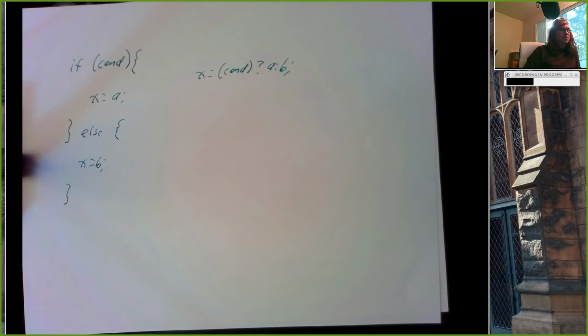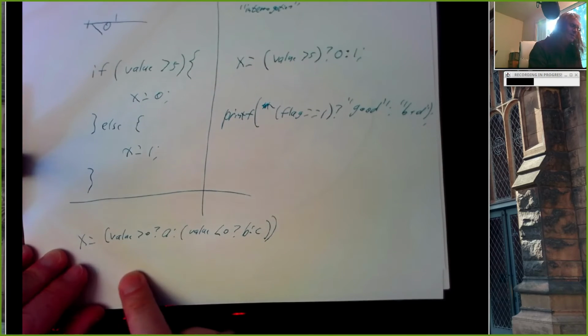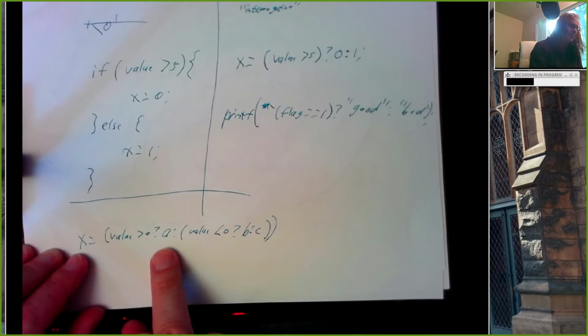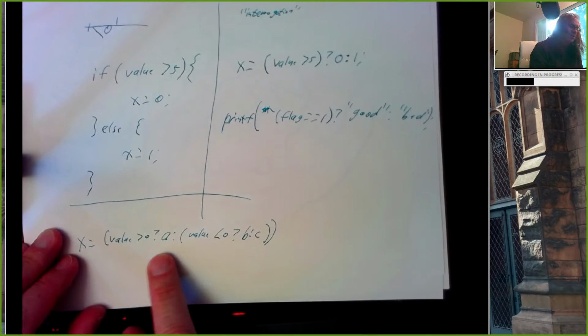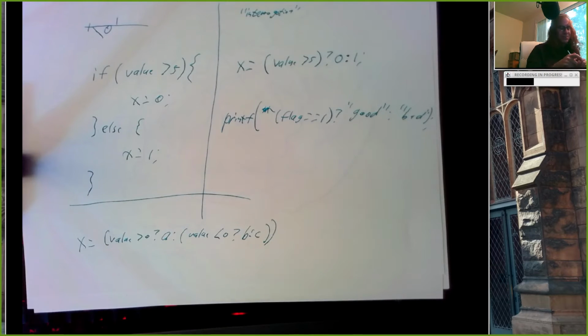You just did. That's what the nested was. Yeah, that's where it starts to get kind of convoluted. So this would actually say if value is bigger than 0, x equals a. Else, if value is less than 0, x equals b, else x equals c. Okay, sorry, I missed that. That's okay.